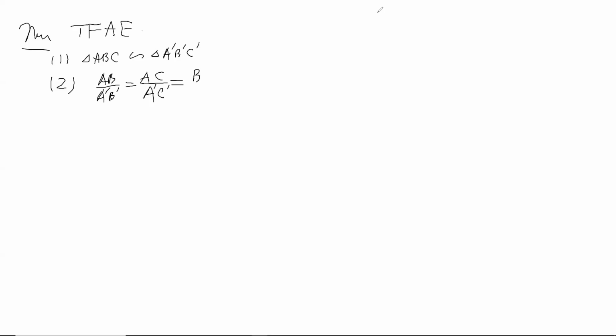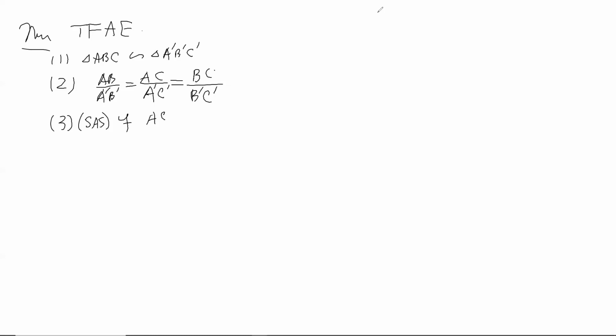BC over B prime C prime. Right, so you have to match this letter, okay? And the third one is called a side angle side condition. So the following are equivalent. If any one of these conditions holds, these two triangles are similar.